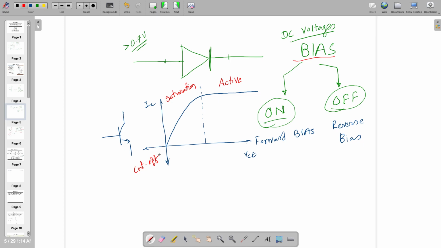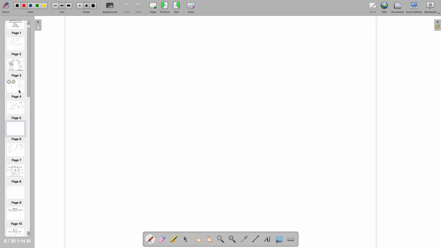Okay, answering Manpreet. This is the standard question people are asking in interviews: draw the characteristic of MOSFET and BJT. Those look similar to each other.